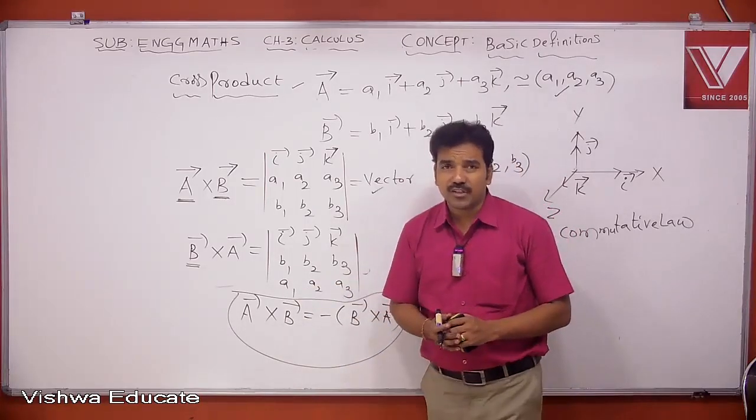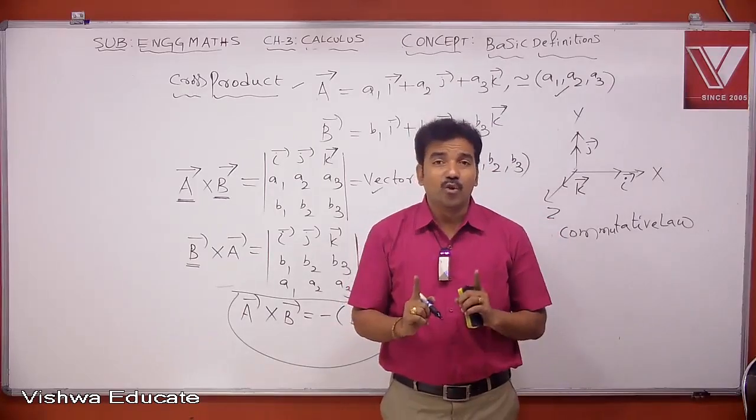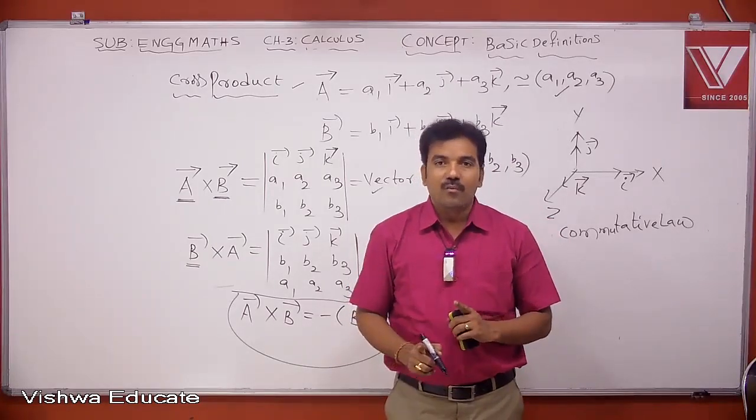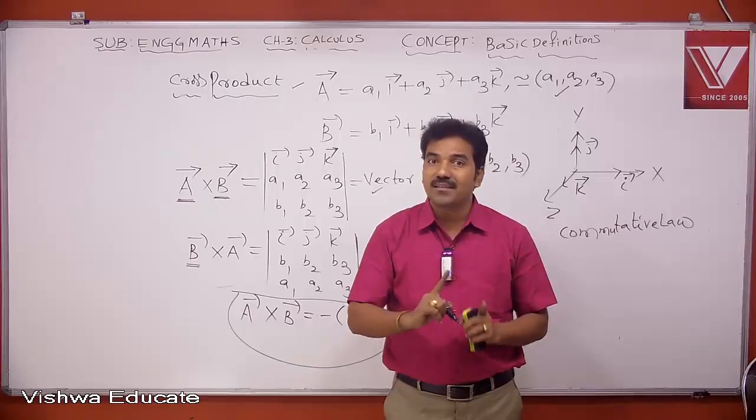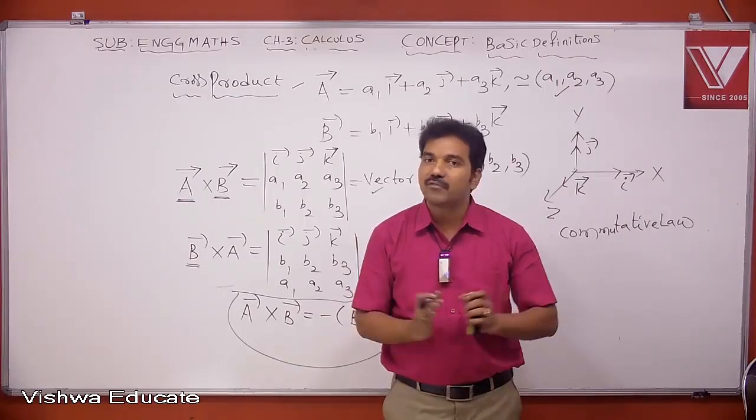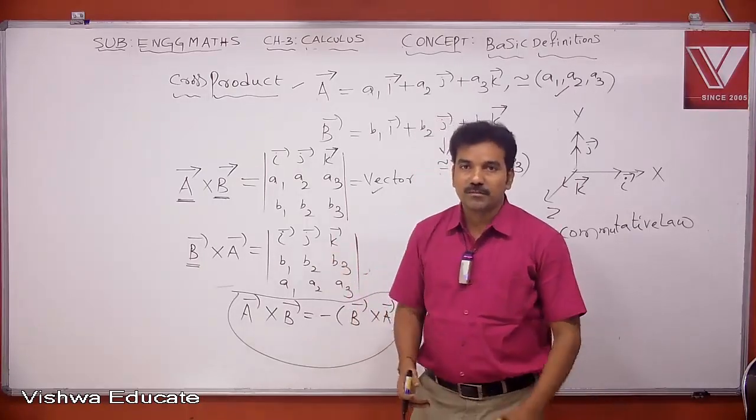So this is the basic difference. When you apply the dot product between two vectors, the result is a scalar. When the cross product is applied between two vectors, the result is a vector. So they are completely different issues. Okay, note this point.